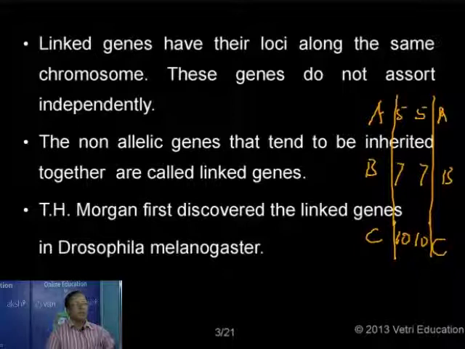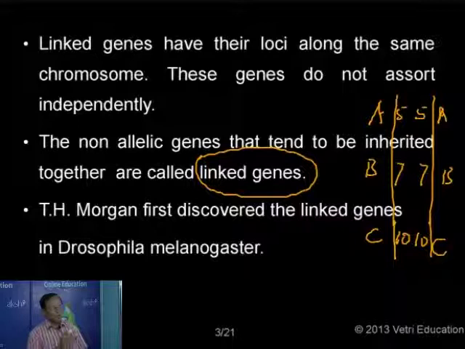They are located on the chromosome at their original definite loci. So it's these non-allelic genes that tend to be inherited together that are called linked genes. Those genes present on the same chromosome, inherited together, are said to be linked genes. Now this concept, as I stated earlier, was proposed by T.H. Morgan. He was the first one to discover the linked genes in Drosophila melanogaster.